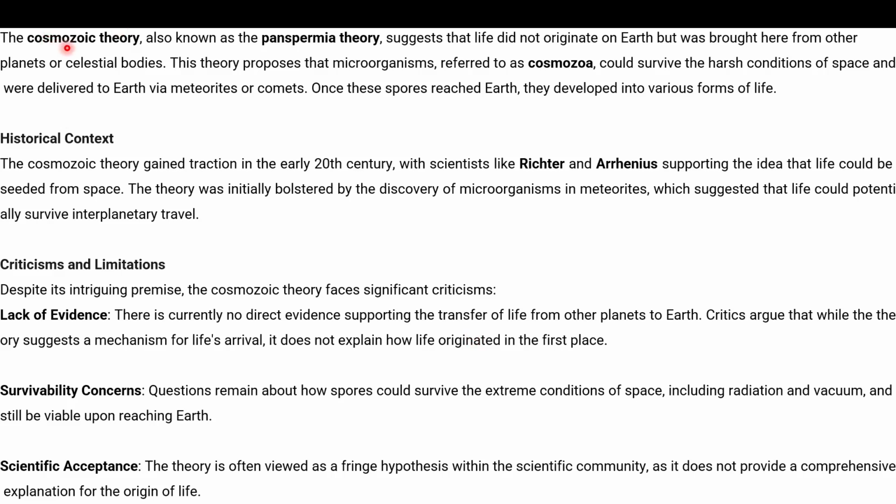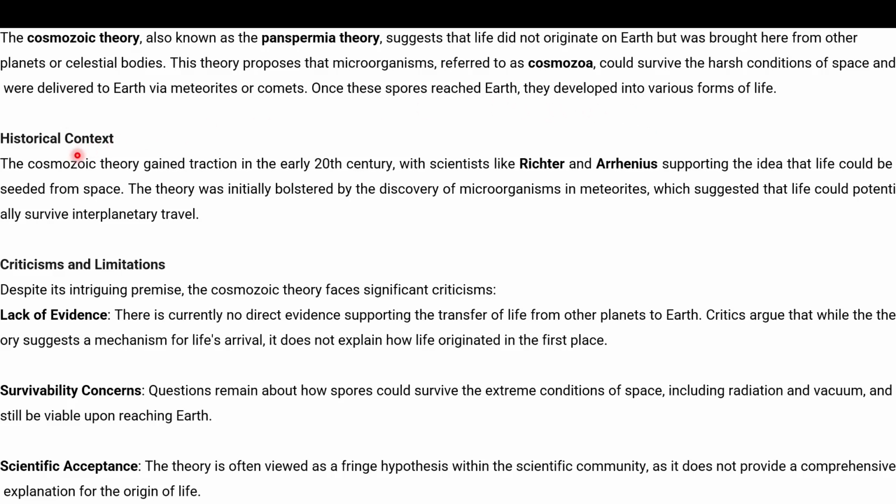Now there is another theory called the cosmozoic theory or the panspermia theory, which suggested that life did not really originate on Earth but was brought here from celestial bodies or other planets. This theory proposed that microbes, referred to as cosmozoa, could survive the harsh conditions of space and were delivered to Earth via meteorites or comets. Once the spores reached Earth, they developed into the various life forms that we see today.